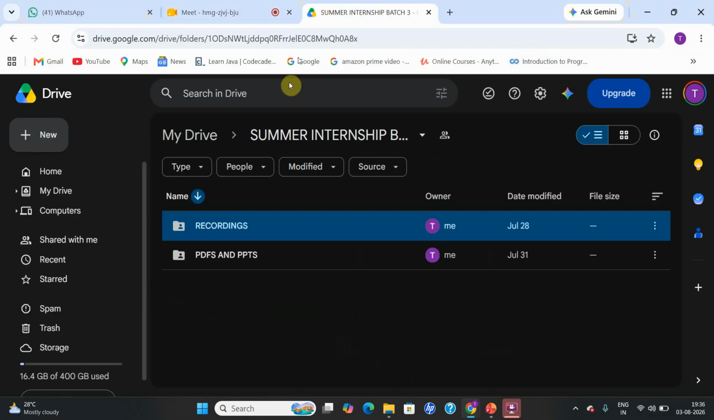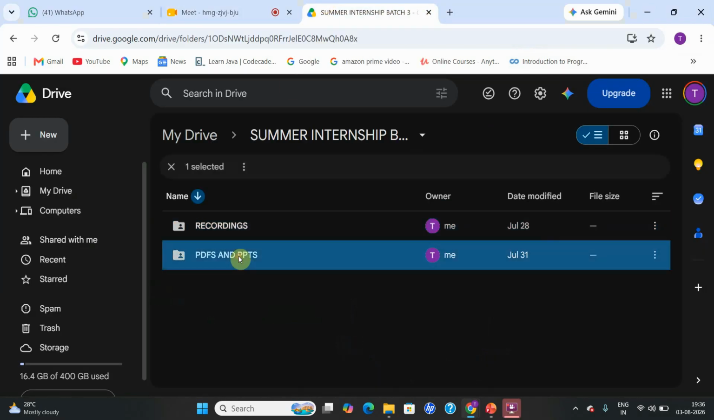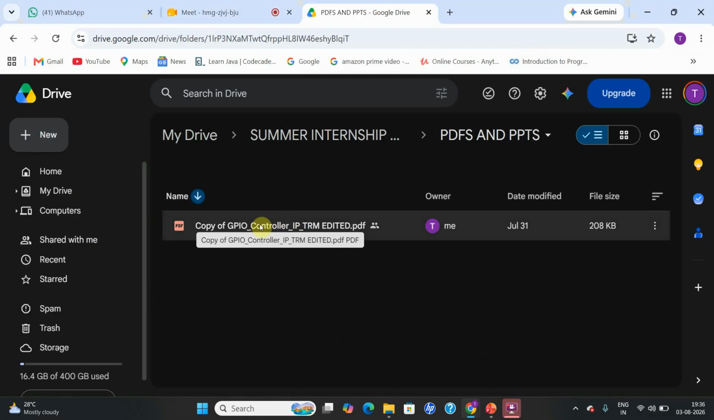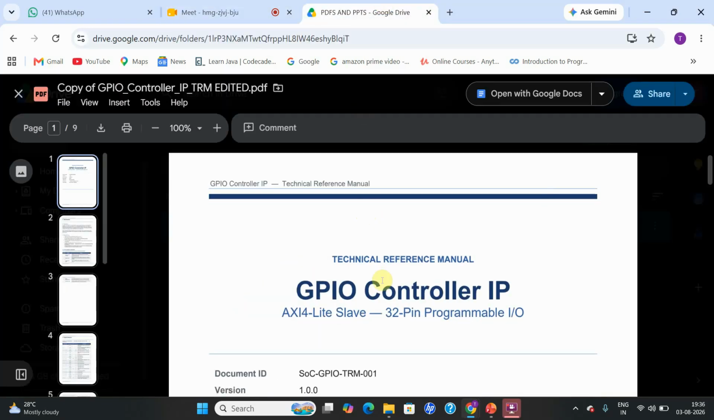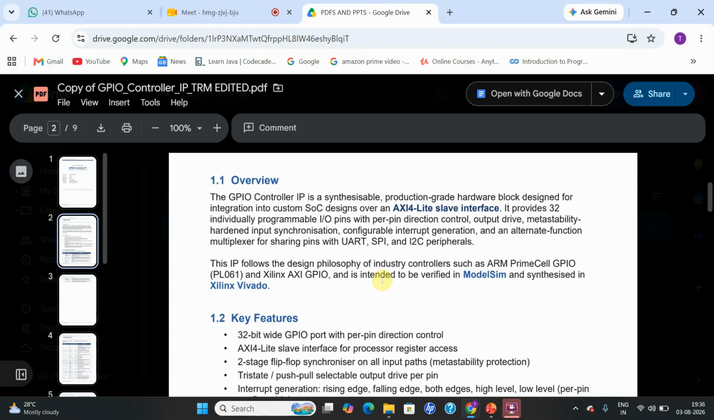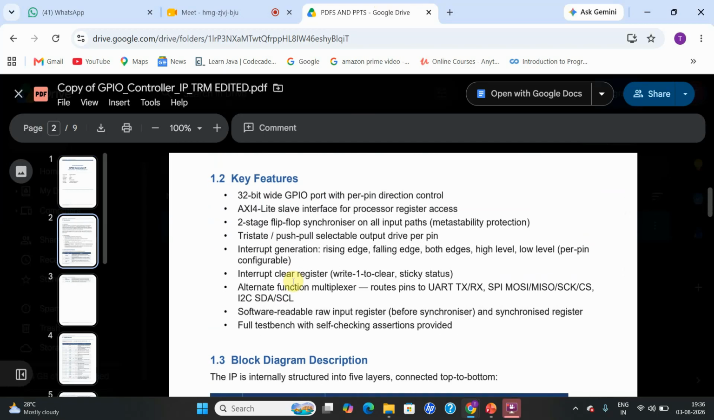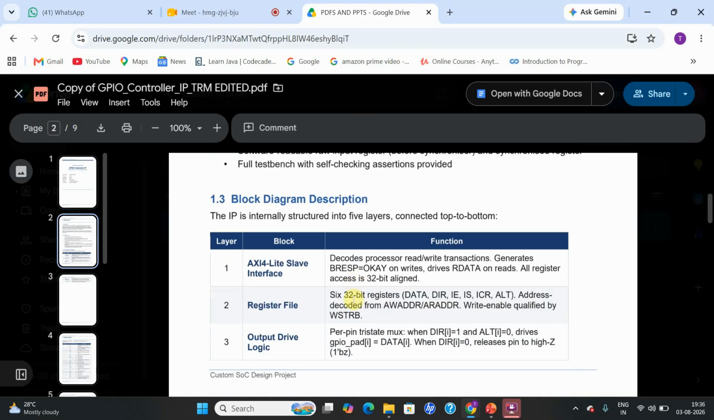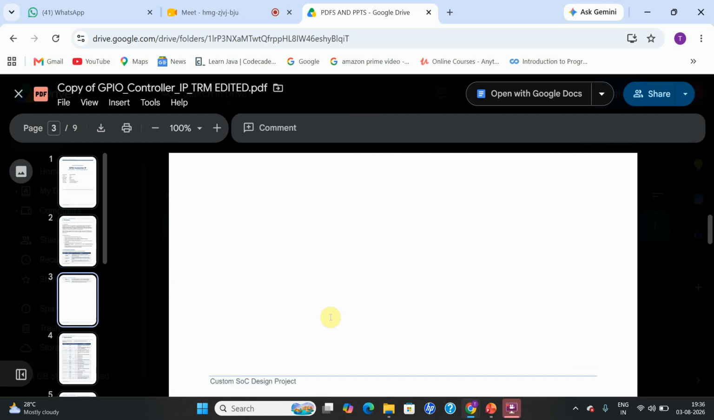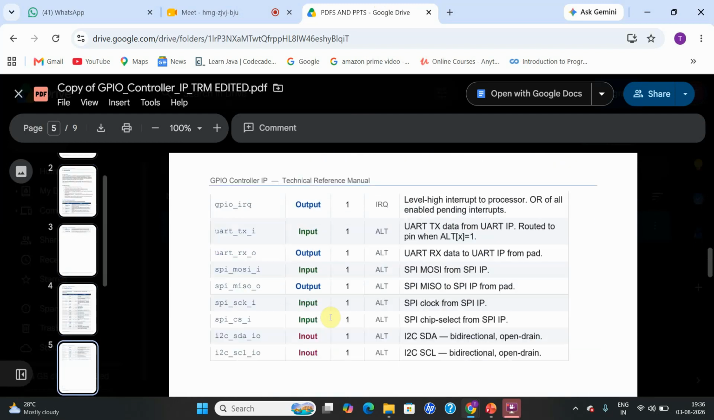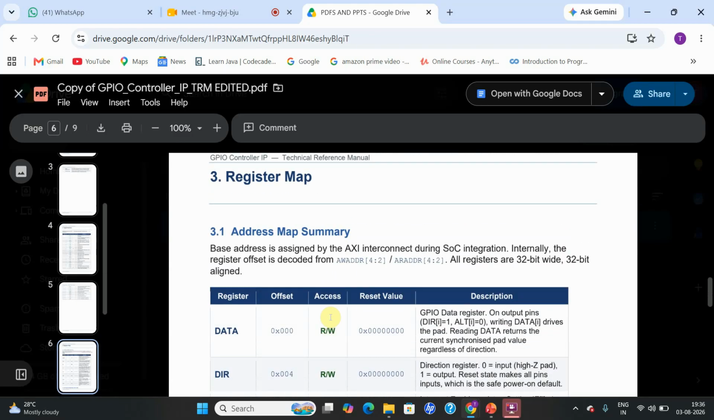So you can go to Drive, and in Drive you have something known as PDFs and PPTs. In that, the first one is the GPIO controller IP TRM. In this TRM, we have everything about the GPIO controller, and we have discussed this in great detail in our previous session, right? The key features we are going to discuss in the block diagram. I have just given you some basic idea about this block diagram. Now let us try to understand what this is exactly doing.